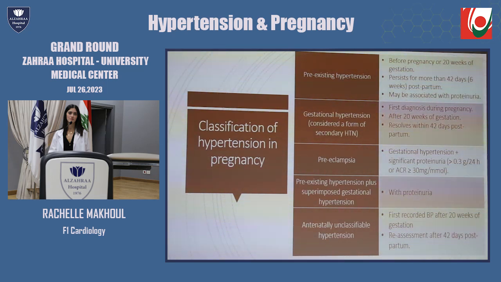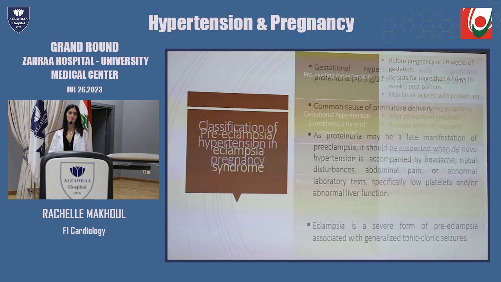Preeclampsia, it is an entity of gestational hypertension associated with proteinuria. We have also what we call pre-existing hypertension plus superimposed gestational hypertension. And finally, we have the unclassified hypertension. It's when the first blood pressure reading was taken after 20 weeks of gestation. So reassessment after 6 weeks postpartum is helpful to distinguish between pre-existing and gestational hypertension.